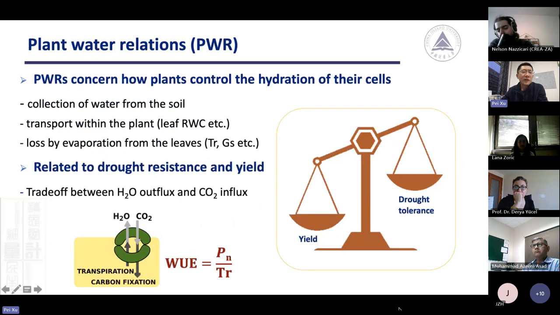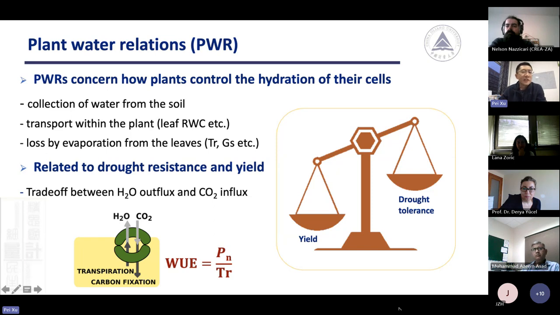So it is important to understand plant water relations, or PWR. The PWR concerns how plants control the hydration of their cells. We all know that plants collect water from the soil, then the water is transported within the plant. There are several parameters like the leaf relative water content to reflect the water status in a plant. The water finally will be lost by evaporation from the leaves. And there are also some parameters like transpiration rate, stomatal conductance, etc., to reflect these traits.